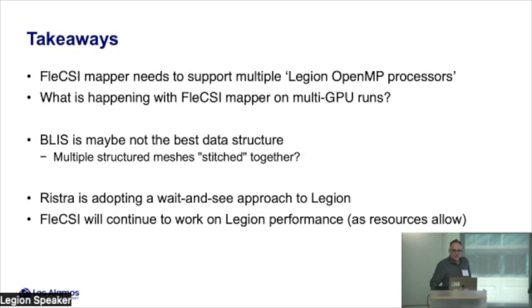So that leaves us with still several roadblocks to achieving good performance from the Legion backend with Moya. The FleCSI mapper needs more support to achieve performance on CPUs, and we have to debug whatever is going on with the mapper on the GPUs. In hindsight, my opinion is that maybe this bloated index space wasn't the best data structure to use. Maybe we could have dealt with our complex geometries by stitching together several structured meshes instead of making a completely unstructured mesh. For the time being, Ristra is going to take a wait-and-see approach to Legion, and FleCSI is going to continue to work on the performance for their Legion backend.